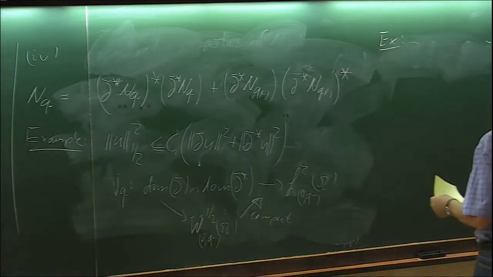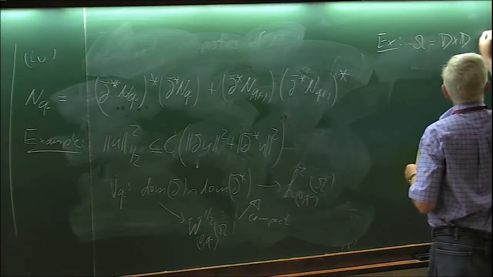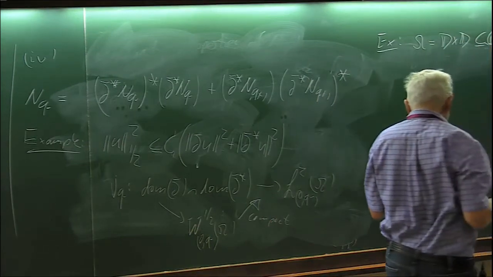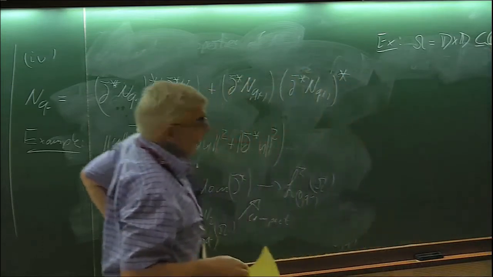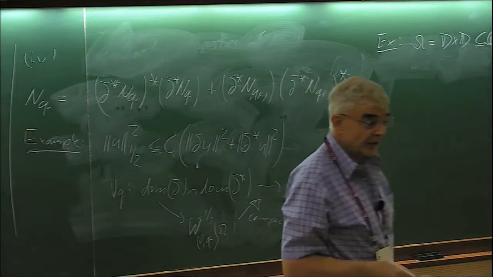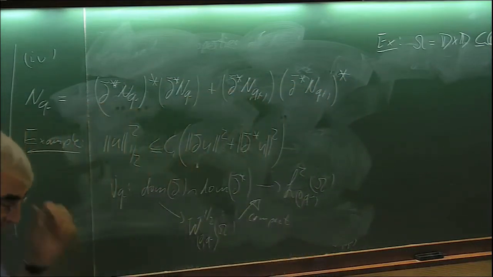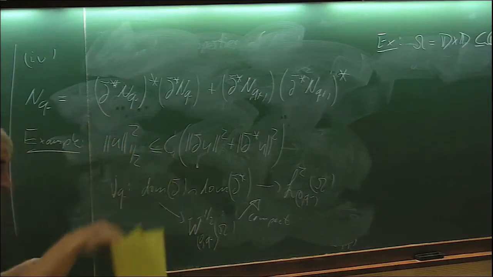Second example, let's take omega, the bidisk, sitting inside C2. This is pseudoconvex. This is not totally obvious from our definition of pseudoconvexity, but it is pseudoconvex. So I don't want to go into the details.